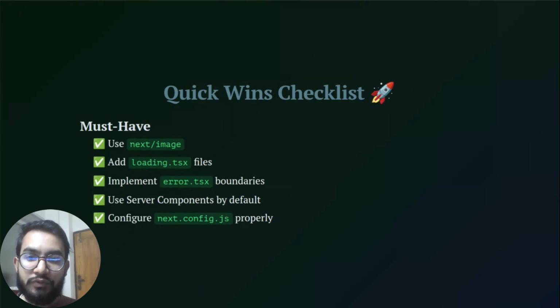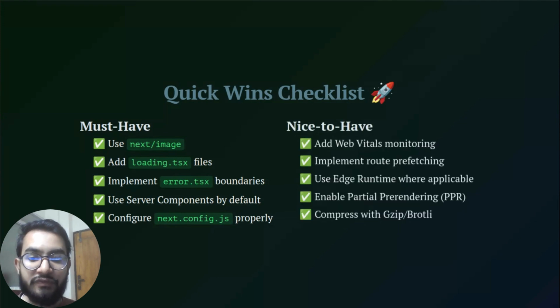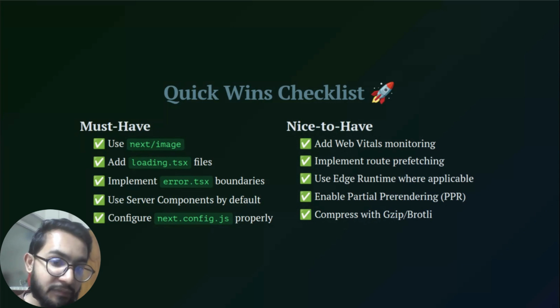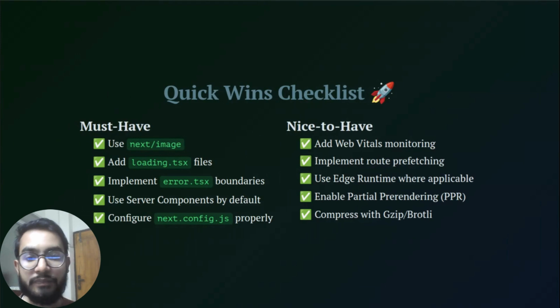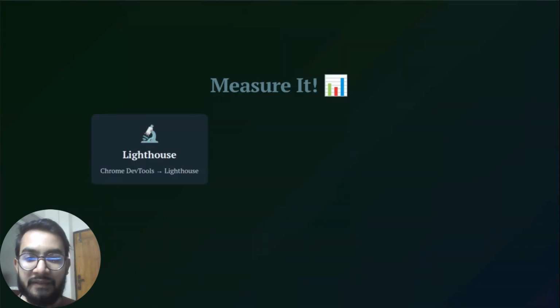So for quick wins, you must use next/image, and you need to add loading.tsx files, implement error.tsx boundaries, and use server components by default. And you need to configure next.config.js properly. And for nice to have: add web vitals monitoring, implement route prefetching, use edge runtime where applicable, enable partial pre-rendering, and compress with gzip.